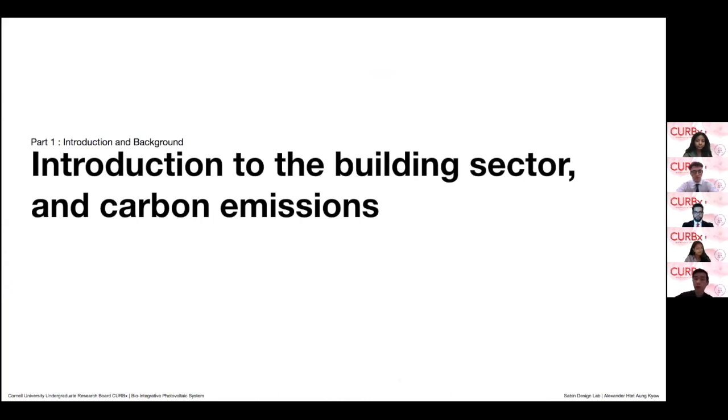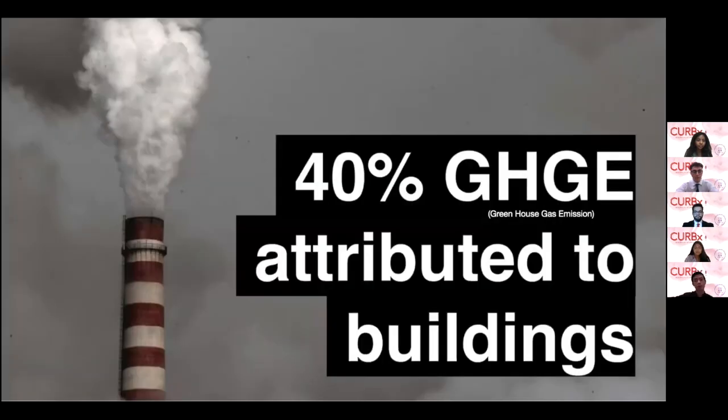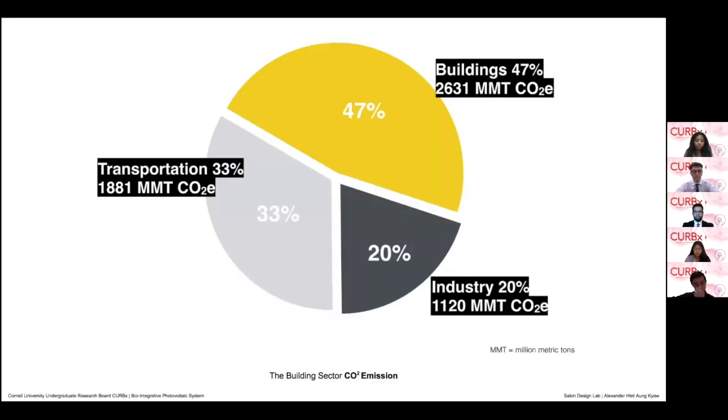So in the introduction, I'll start with introducing the building sector and the carbon emissions. The building sector contributes to 40% of greenhouse gas emissions. And if we look at a pie chart here, you can see that 47% of the CO2 emissions comes from the building industry compared to transportation and other industries.